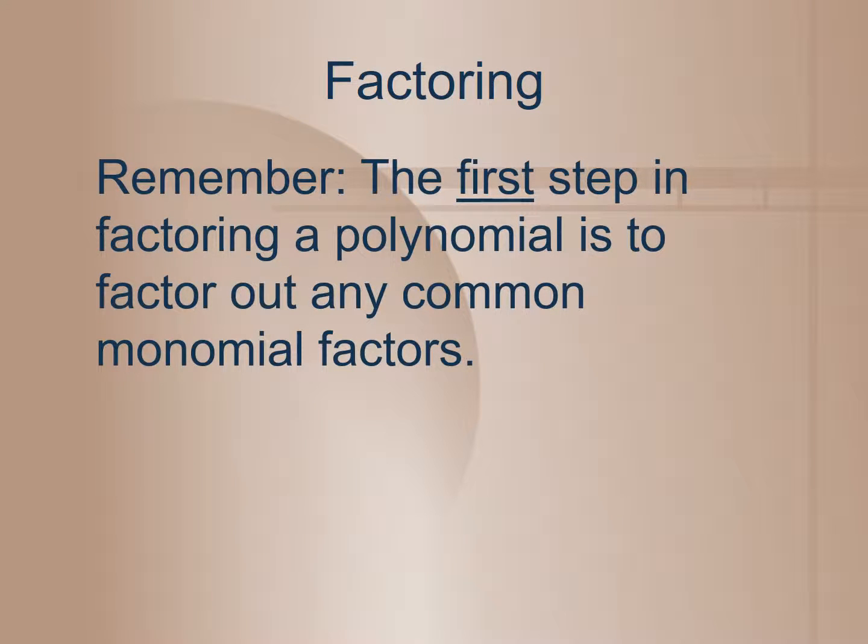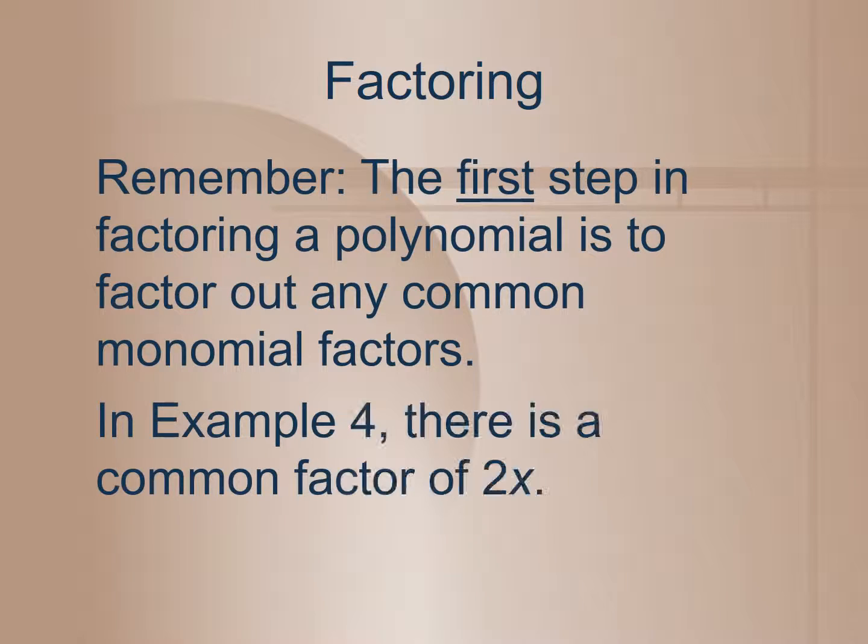So remember, the first step in factoring a polynomial is to factor out any common monomial factors. Sometimes we will get a trinomial in the form of ax squared plus bx plus c, where it's not as complicated as we think it is. All we have to do is factor out a common monomial first, and then try to factor. So let's look at example 4, where we're going to see that there's a common factor of 2x.